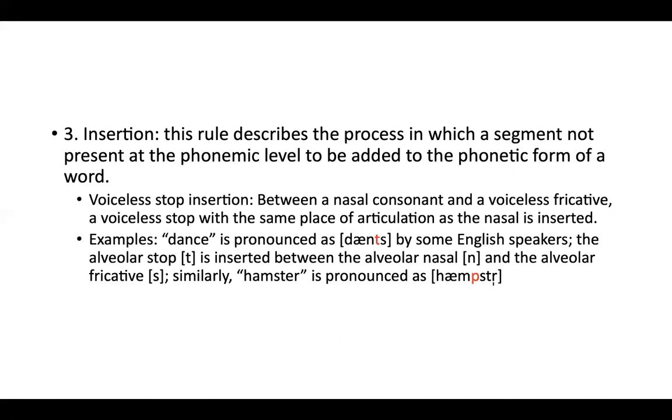And of course, not all English speakers do this, but there are a great number of native speakers of English who do this. For example, dance is often pronounced by some speakers as dants. And so as you see, a voiceless stop t is inserted between the nasal n and the alveolar fricative s to ease the pronunciation. Okay. Similarly, hamster is often pronounced as hampster. So a stop p is inserted between a nasal m and a voiceless alveolar fricative s.